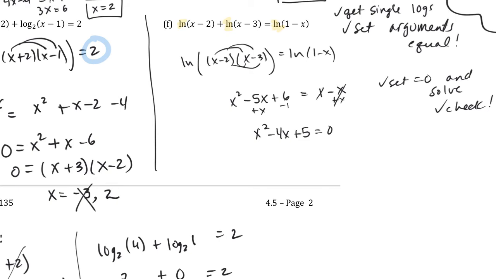And that doesn't look like it's going to factor, so let's pull out our quadratic formula. x is equal to the opposite of b, so positive 4, plus or minus the square root of b squared, so negative 4 squared is 16, minus 4 times a, which is 1, times c, which is 5, all over 2 times a. But in here, we're going to get a complex number, because 16 minus 20 is negative.